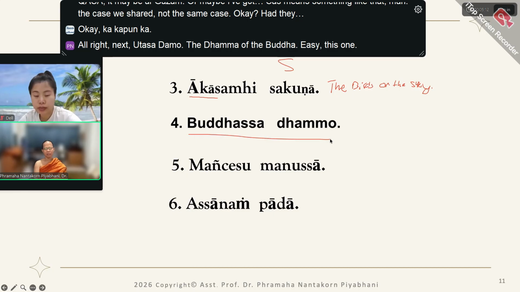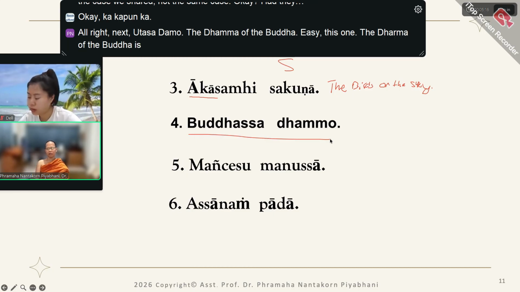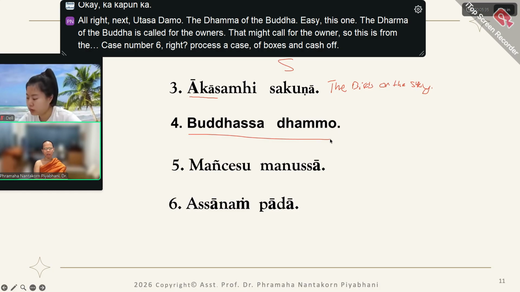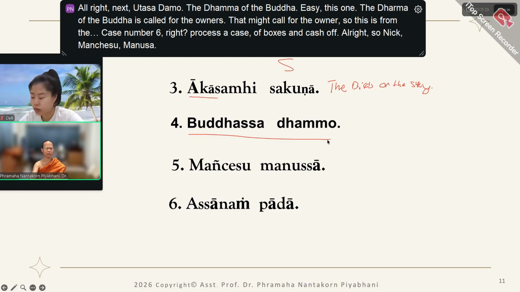All right, next, Buddhassa Dhammo, the Dhamma of the Buddha. Easy, this one. The Dhamma of the Buddha is called for the owner. Dhamma call for the owner. So this is from the case number 6, right? Possessive case, of.